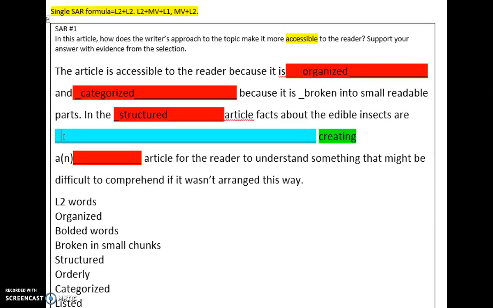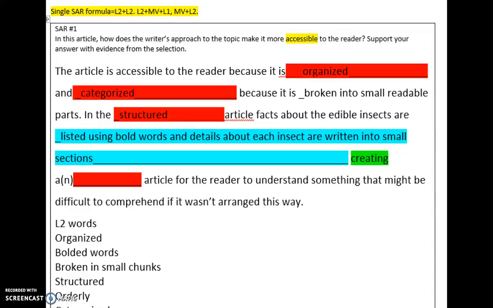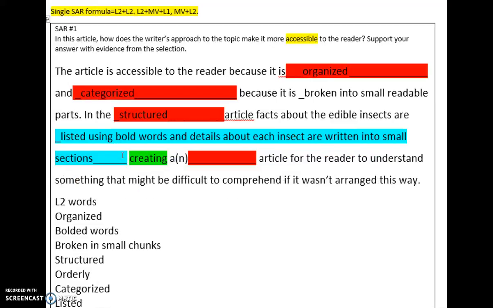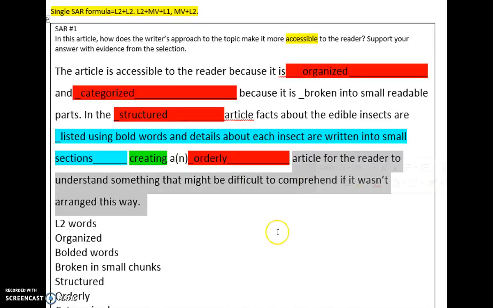So I'm going to say something like, the facts about the edible insects are listed using bold words and details about each insect are written into small sections. Creating, and let me get rid of some of this blue. So that's my evidence that proves that it's organized and categorized. Creating an orderly article for the reader to understand something that might be difficult to comprehend if it wasn't arranged this way. So this part down here is more of my analysis. It's me giving some depth of thought here.